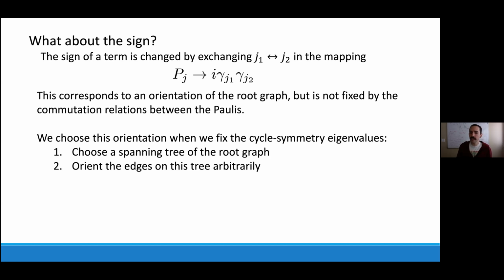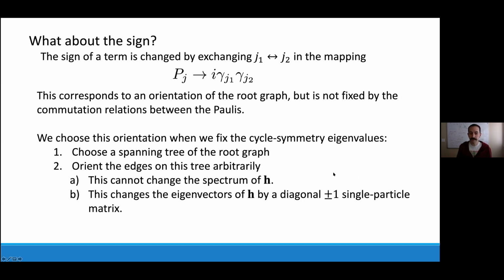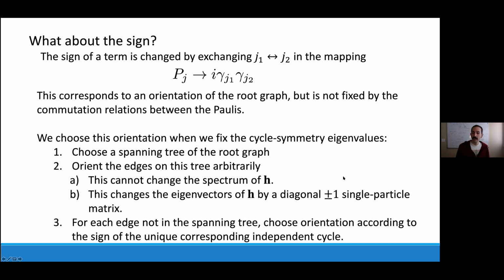Now we might be worried that when I try to close one of the cycles in the full root graph, I'm going to create some kind of weird frustrated situation where the orientations are not mutually self-consistent. That's what we're trying to avoid here. We're going to orient the edges on the tree arbitrarily. This can't change the spectrum of H. It changes the eigenvectors by a diagonal plus or minus 1 single particle matrix, so it's not really changing anything.